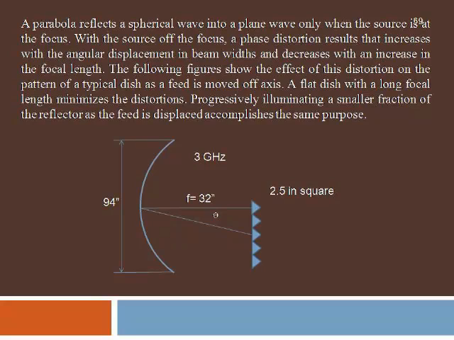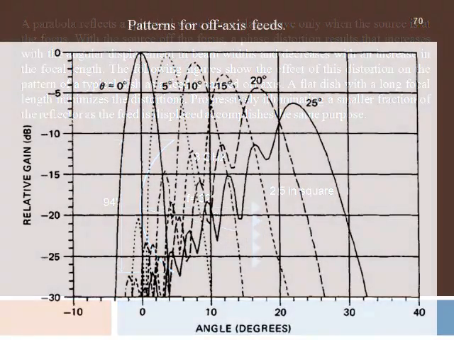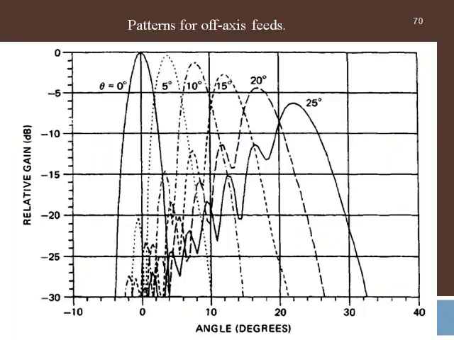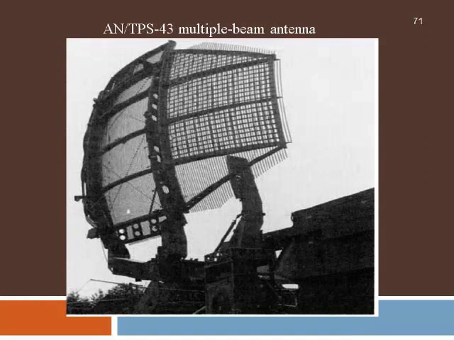A flat dish with a long focal length minimizes the distortions. Progressively illuminating a smaller fraction of the reflector as the feed is displaced accomplishes the same purpose. So in this figure you can see patterns for off-axis feeds. You can see a multiple beam antenna in this, which is normally used in a standard radar.